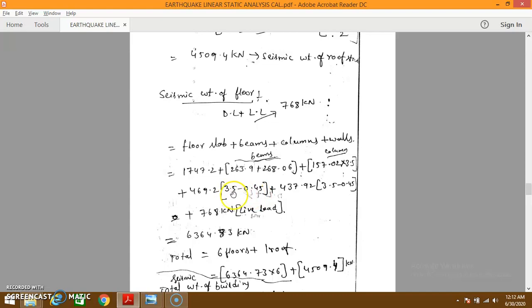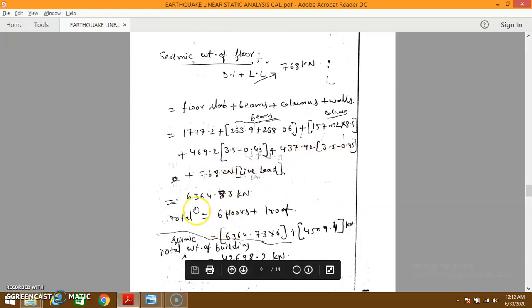The depth of the beam is 0.45, so we remove it: 3.5 is the floor to floor height minus 0.45. Okay. Like that, transverse wall also. Then live load.